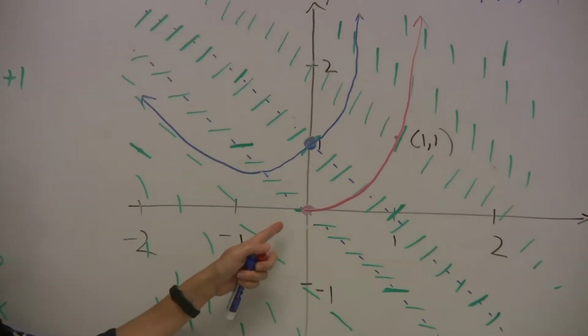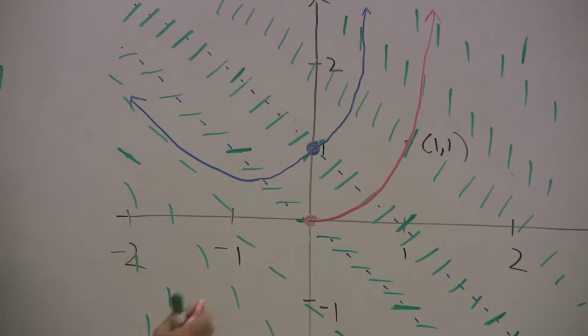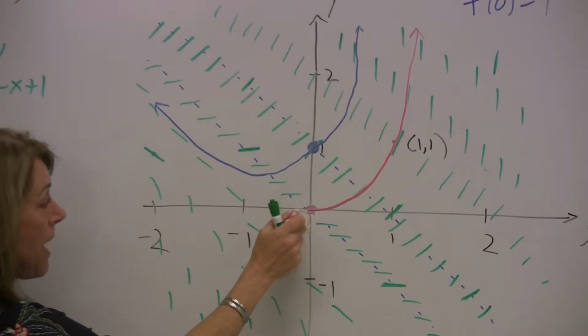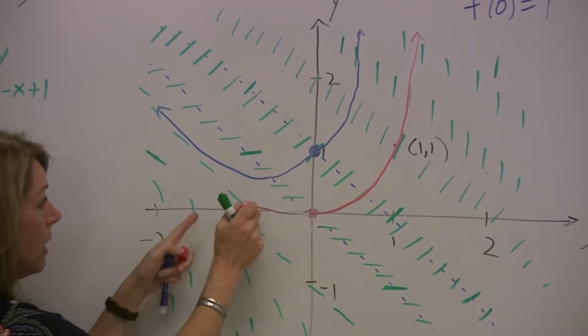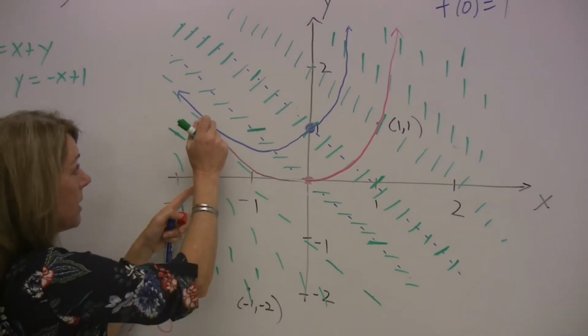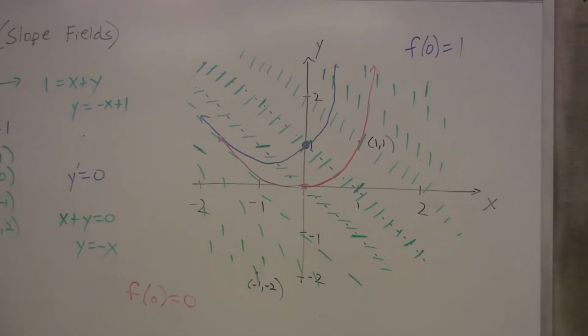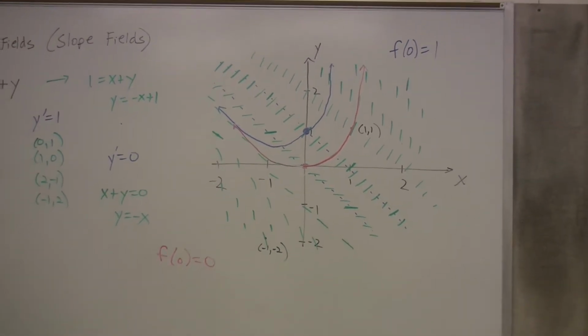What happens when I go left on this one? Pretty flat, so it's going to start curving. I start flat, and then I start curving up again to follow these lines, and I'm just stuck going up again, something like that. So those are two different solutions to the same equation.